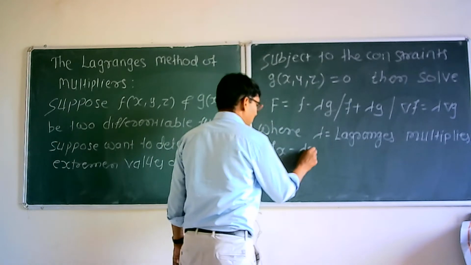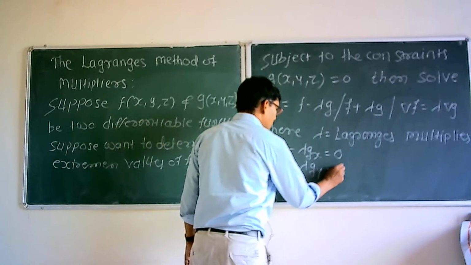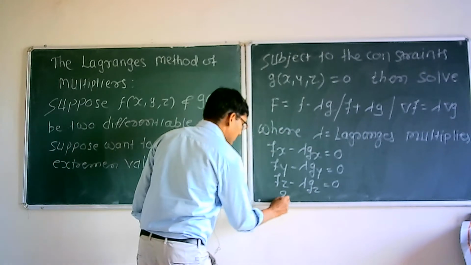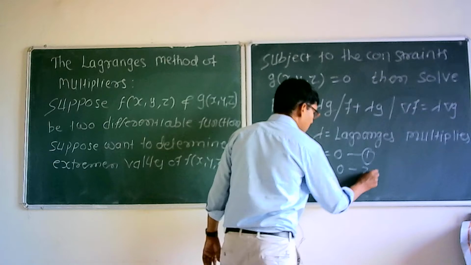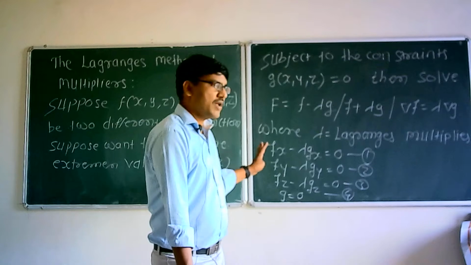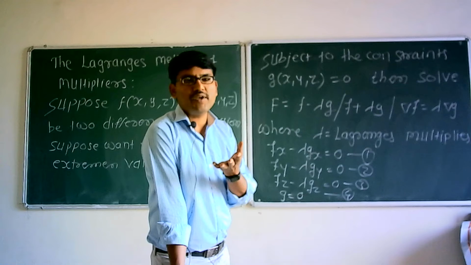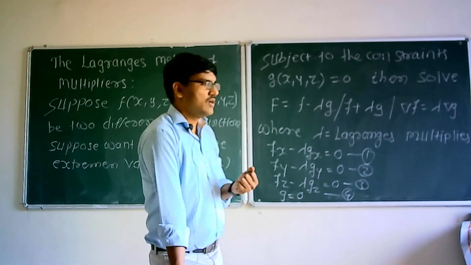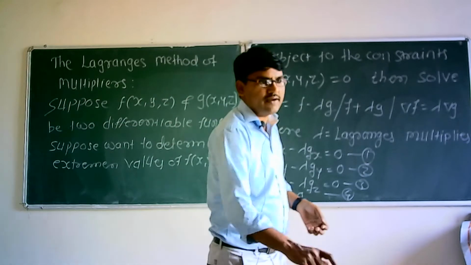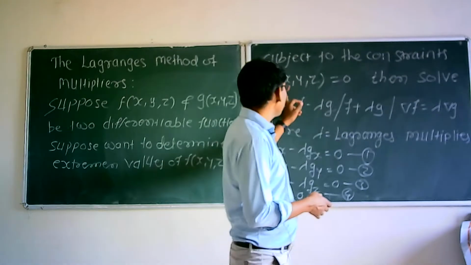Now, to solve this, you have to solve the whole system: f of x minus lambda g of x is equal to 0, f of y minus lambda g of y equal to 0, f of z minus lambda g of z equal to 0, and g is equal to 0. So solve equations number 1, 2, 3, 4 for lambda, and by using the value of lambda you can find the critical point of xyz where your function f may be a local maximum or local minimum. So this is the method of Lagrange's multipliers. By using this we can find an extreme value of the given function f of xyz subject to the condition g of xyz equal to 0.